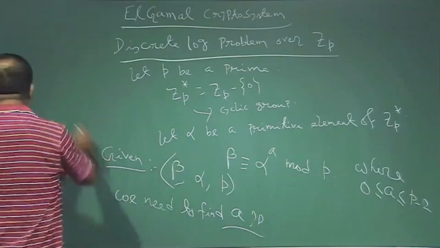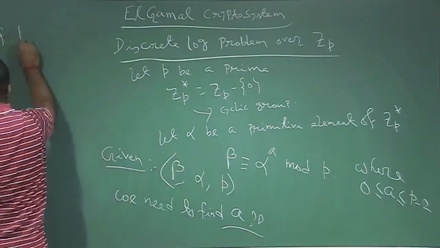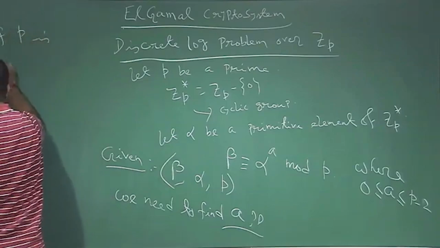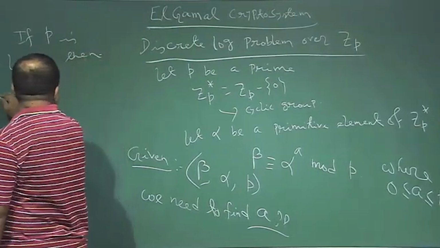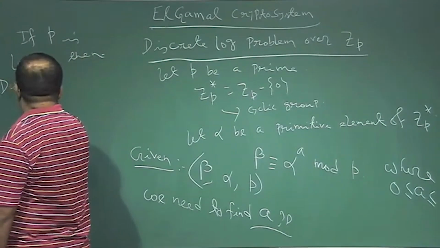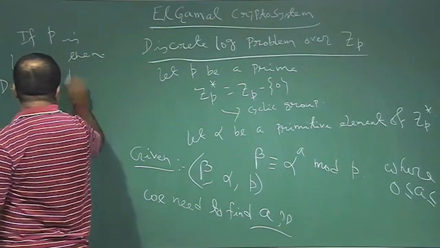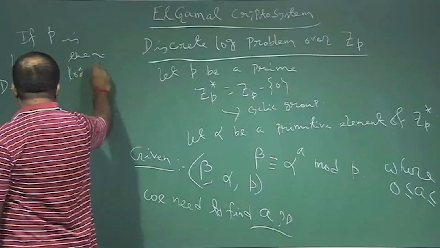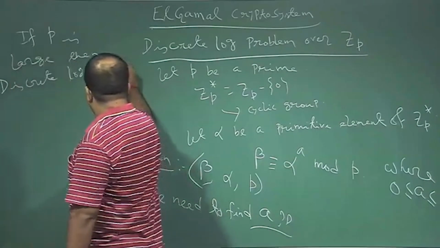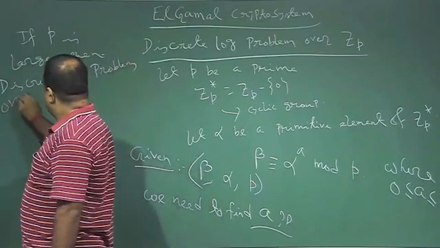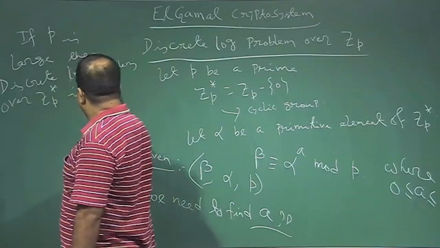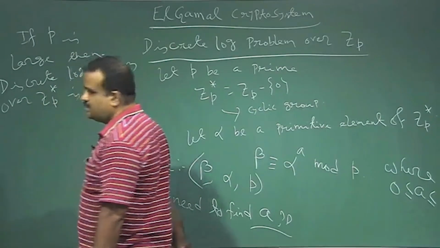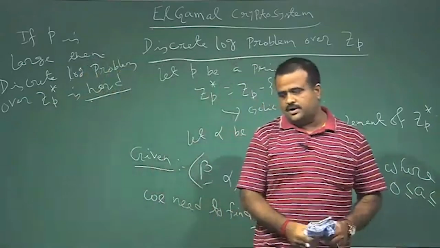So if p is large, then the discrete log problem over Zp star is hard. That means it is not tractable. It is intractable.